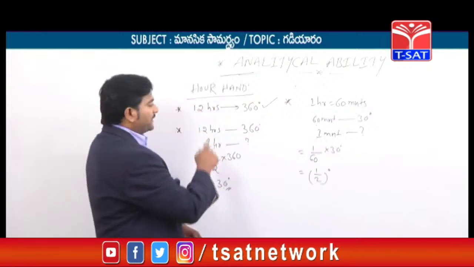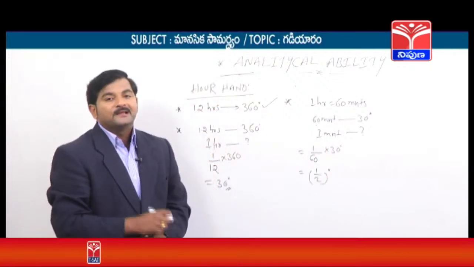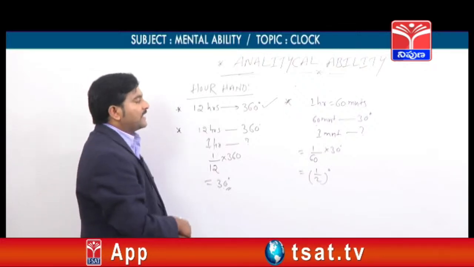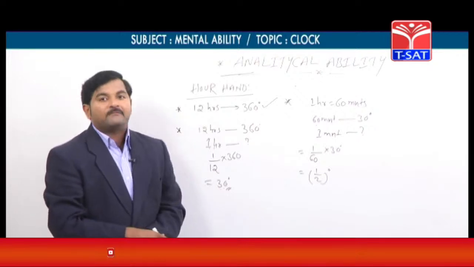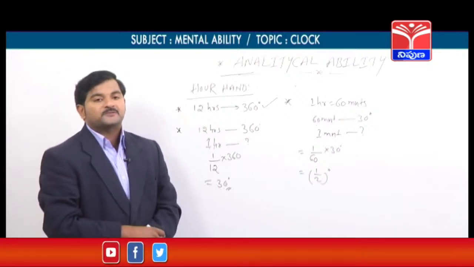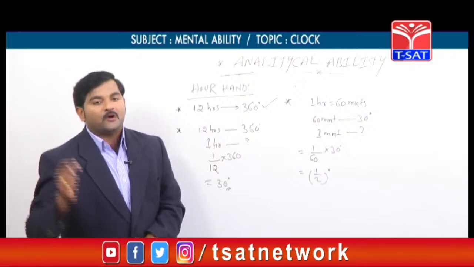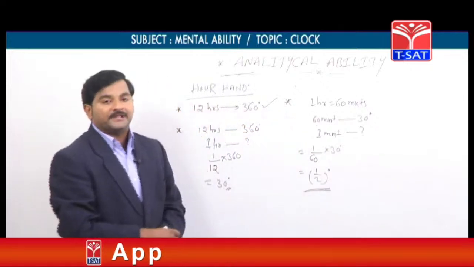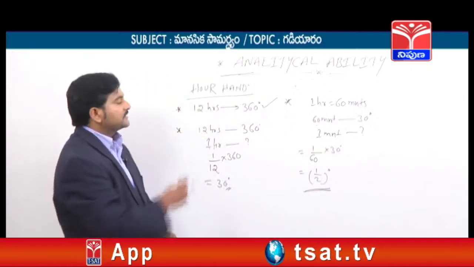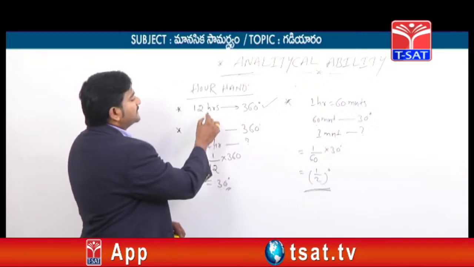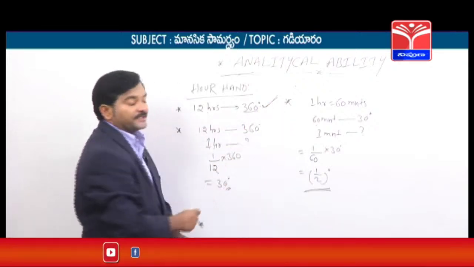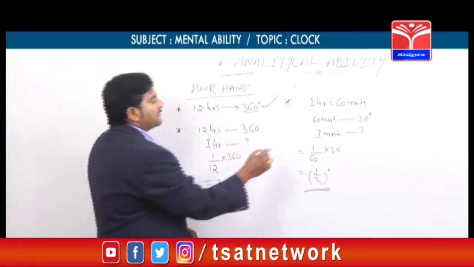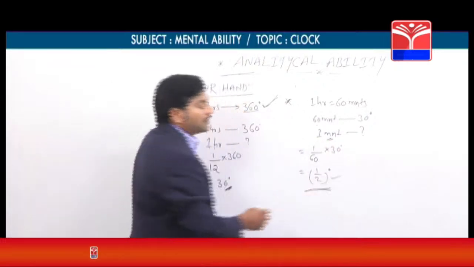only 1 minute. Previously, one bit on these 3 points came in the APPSC examination. The question was: in the span of 1 minute, how many degrees does the hour's hand make? Our answer is only half a degree. So these are the 3 points. First, in the span of 12 hours, the hour's hand makes 360 degrees. In the span of 1 hour, it makes 30 degrees. In the span of 1 minute, it makes only half a degree.